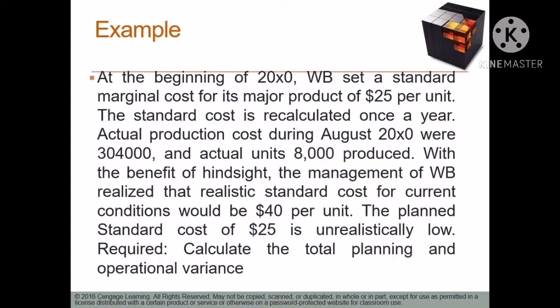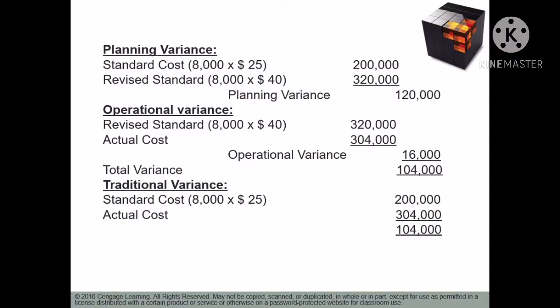So planning variance is the difference between standard cost and revised standard. Standard cost: 8,000 times $35 equals 200,000, and revised standard: 8,000 times $40 equals 320,000. So the difference between standard cost and revised standard is 120,000.